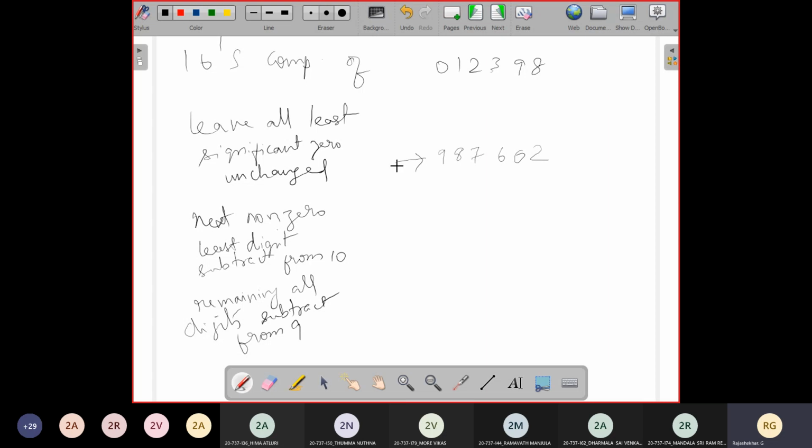How do you write directly following this method? First, leave all least significant zeros unchanged. If there is a 0 here, you should have kept it as it is. In this case, we have 8 here, so I am taking the next procedure. The next non-zero least significant digit has to be subtracted from 10, so 10 minus 8 has become 2. Then remaining all digits I am subtracting from 9. So this is the shortcut of writing this. Am I clear there? Is the procedure clear to you?